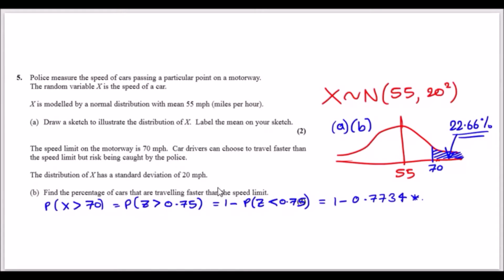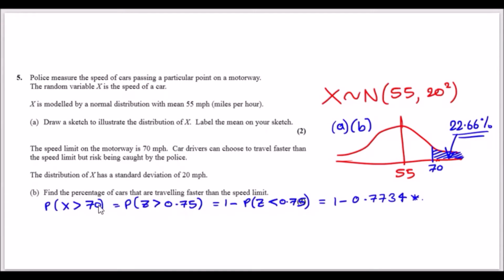So all we care about is that we want to find the probability that x is greater than 70, because 70 represents the speed limit and anything greater is, of course, the region of interest. This is, of course, the resolved answer. So when you do probability x greater than 70, we have to instantly convert this to the z form.